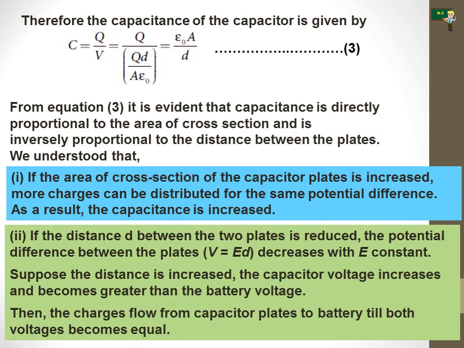Now, if the distance d between the plates is reduced, the potential difference between the plates V equal to E d decreases with E constant. Suppose the distance is increased, the capacitor voltage increases and becomes greater than the battery voltage. Then the charges flow from the capacitor plate to the battery till both voltages become equal. These are the important things in the capacitance of a parallel plate capacitor.